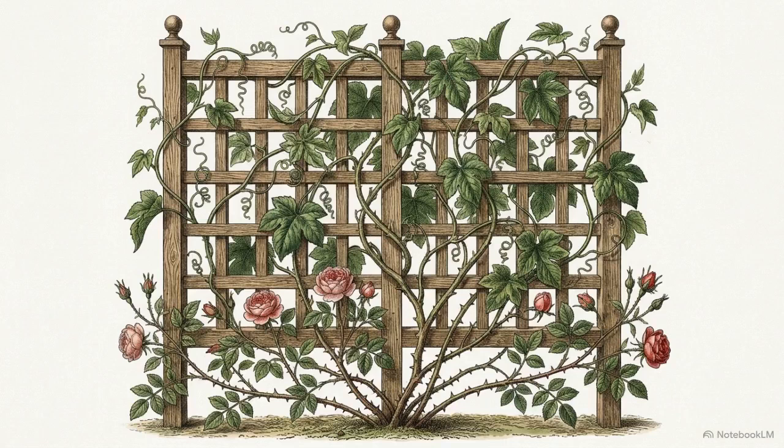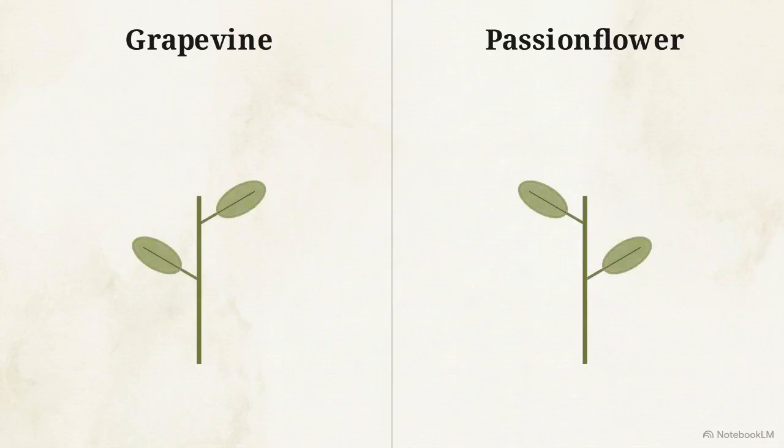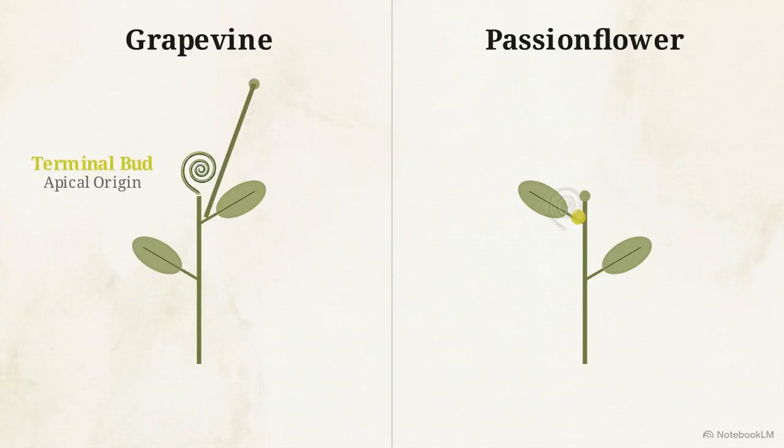The final branch includes aerial modifications. Here, stems above ground adapt to provide climbing support, physical defense, or even primary photosynthesis. Tendrils serve as coiled climbing springs. For exam purposes, note their origin. Grapevines modify their terminal buds into tendrils, while passion flowers modify their axillary buds.